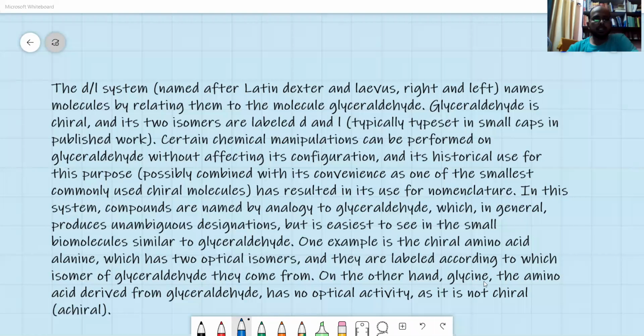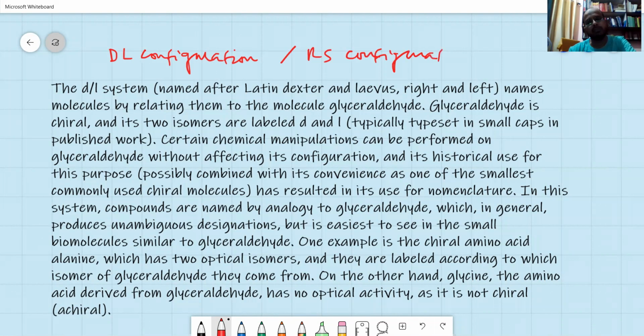Okay, so here is the DL system and DL configuration. In your syllabus, you have DL configuration as well as RS configuration. To differentiate between these two, you have to find out what D and L mean. The DL system actually refers to something called dexter, that is left, and levus, that is right. But it is quite opposite of that. Now this dexter is right and levus is left.